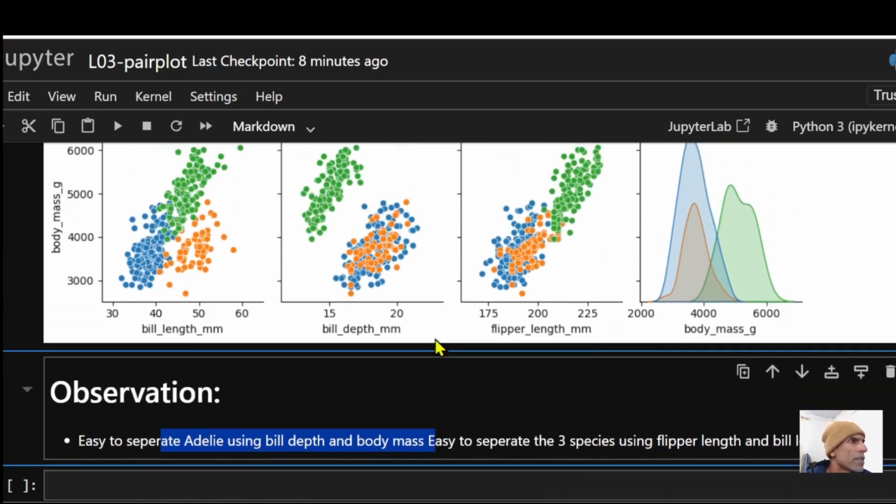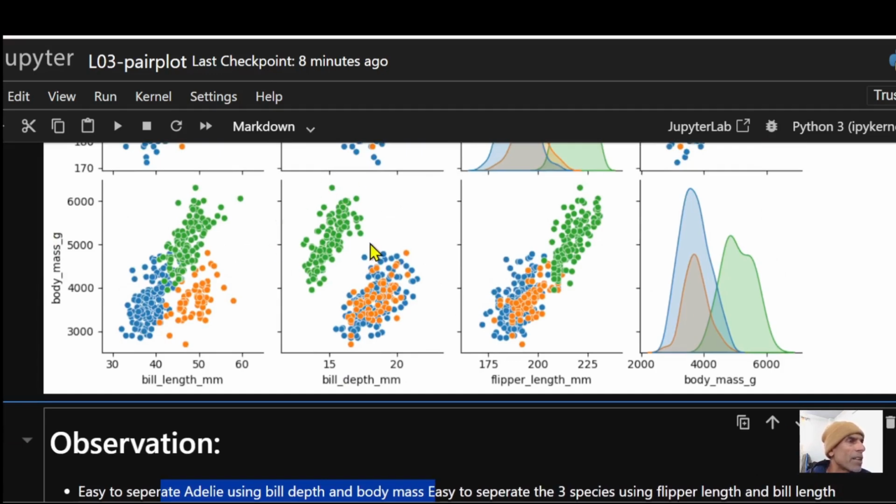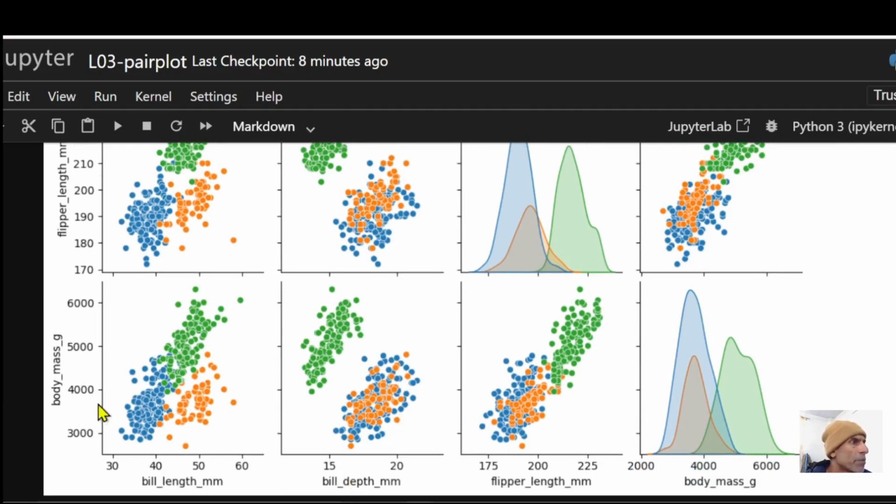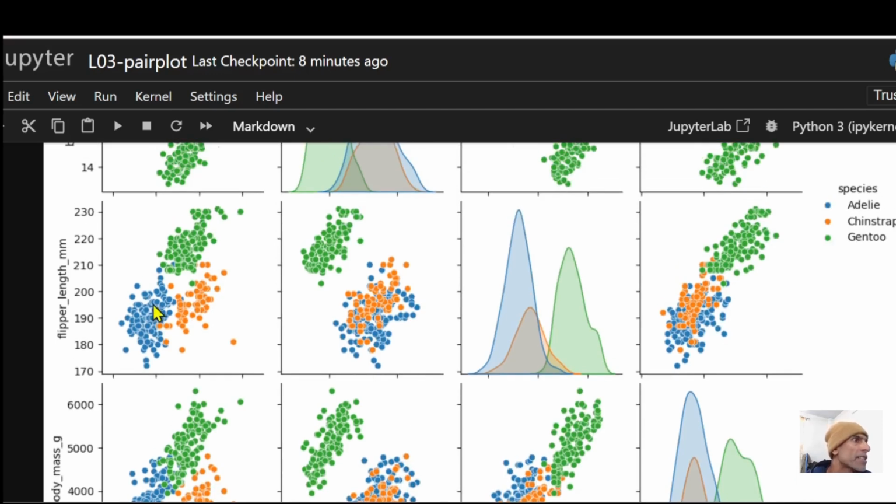So your bill depth, let's see, where's my bill depth? Bill depth is over here and body mass is over here. Yeah, I can clearly identify them easily. I can separate that. But you cannot separate Chinstrap ideally when you're using bill depth and body mass. You cannot, because there's a lot of overlapping happening. But you can separate them if you use this plot right here, because over here there's less overlapping.